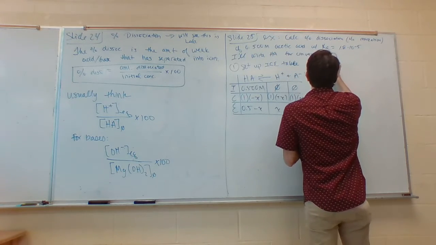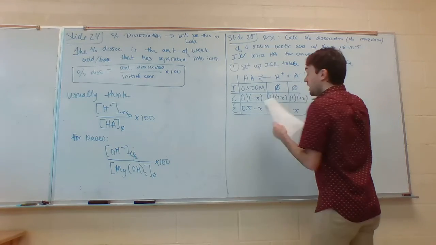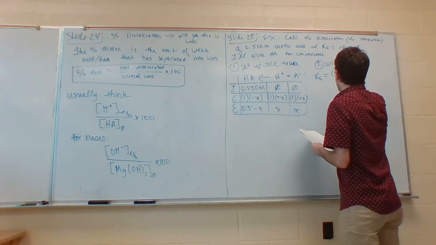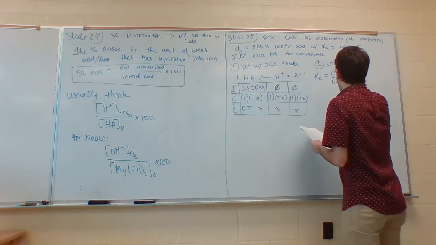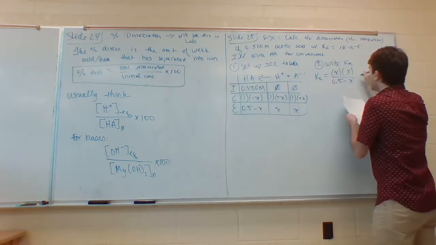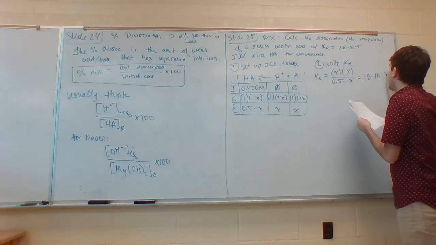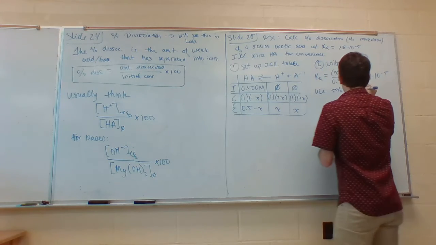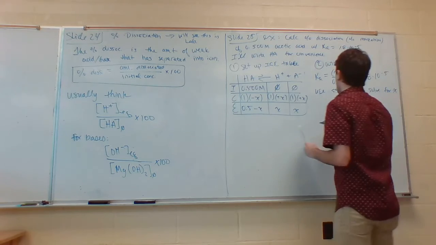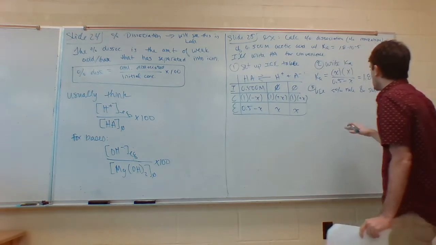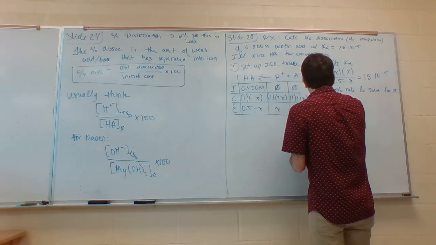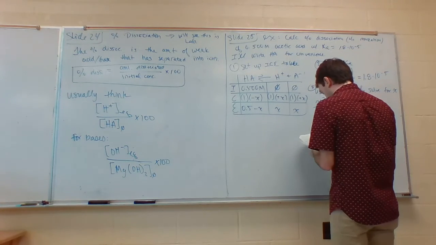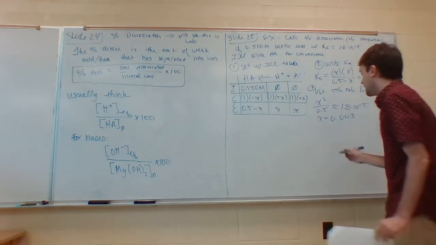Step 2 is to write your Ka. All right, seeing some similarities, I hope. So we have that the Ka is equal to products over reactants. We have x to the first times x all over 0.5 minus x. Okay, and this is equal to 1.8 times 10 to the negative fifth, right? I'm going to use my 5% rule and solve for x, right? Now, that'll be step 3. So when I do this, right, I will have x squared over 0.5 is approximately equal to 1.8 times 10 to the negative fifth. Solving for x is equal to 0.003.